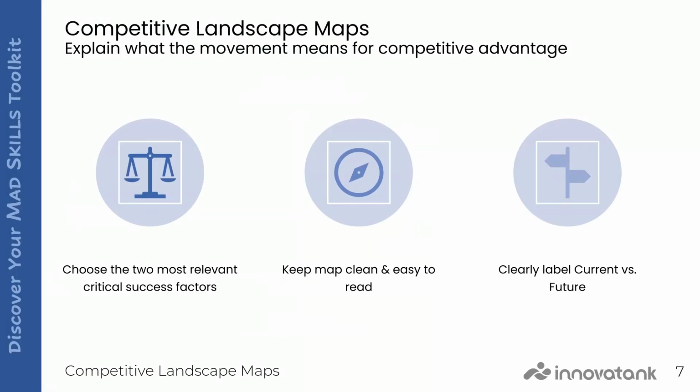When presenting, choose the two most relevant critical success factors from the case. Keep the map clean and easy to read. Clearly label current versus future positioning with an arrow or color change. Explain briefly what the movement means for your client's competitive advantage. This visual is far more powerful than paragraphs of text. It helps judges quickly understand your strategic thinking.